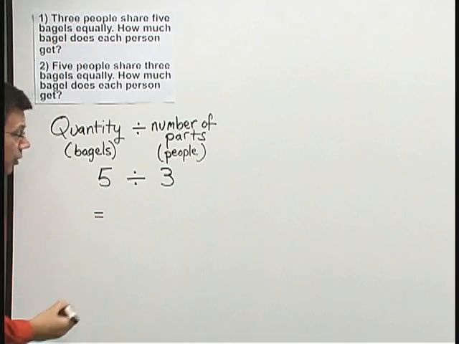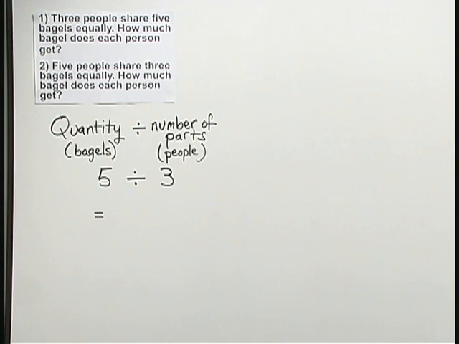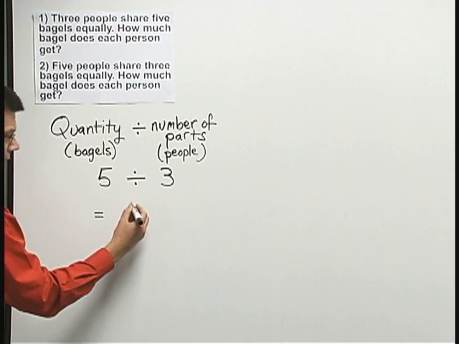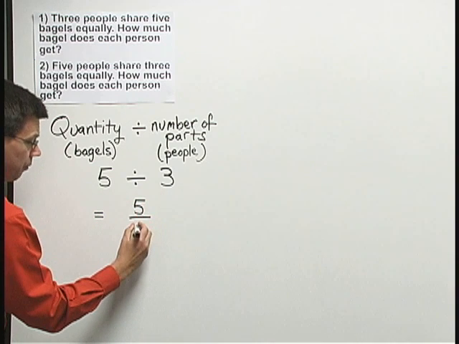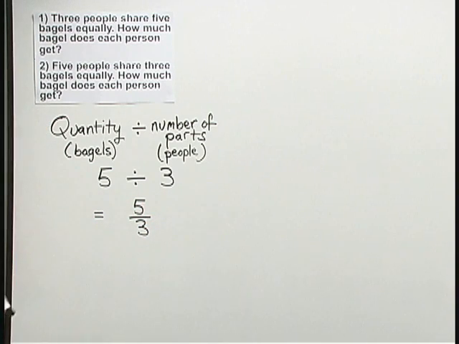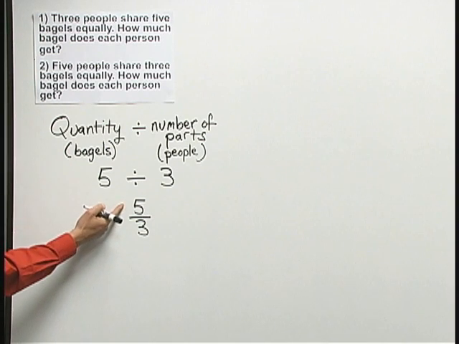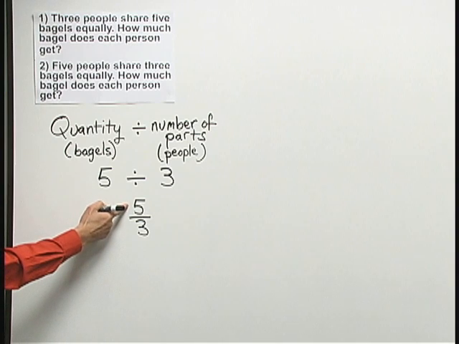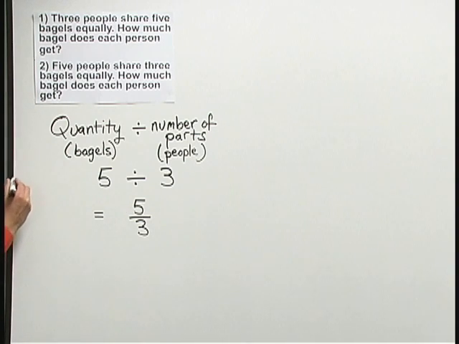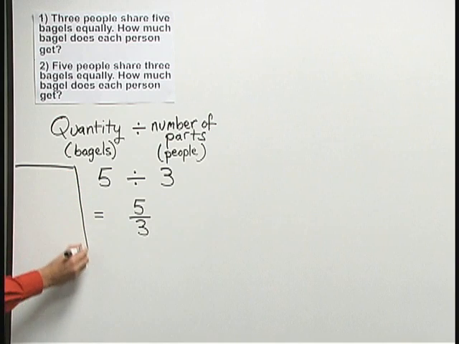The division problem, 5 divided by 3, can be written as a fraction. We write the first number, the 5, on top in the numerator, over the second number, 3, that goes in the denominator. So we get 5/3 bagels for each person. Now, 5/3 is a fraction that represents more than 1 whole because there's a larger number on top. Let's convert that to a mixed numeral.